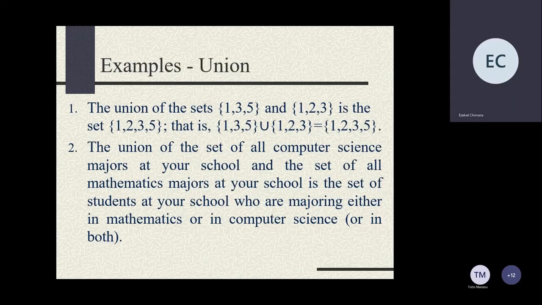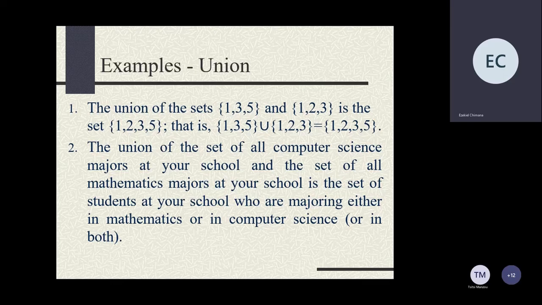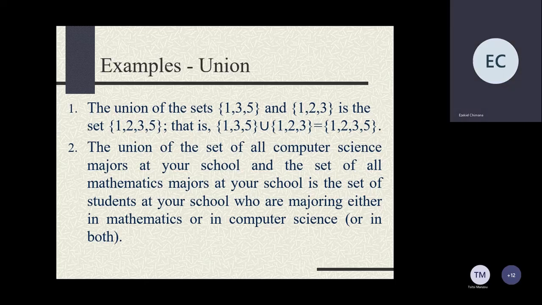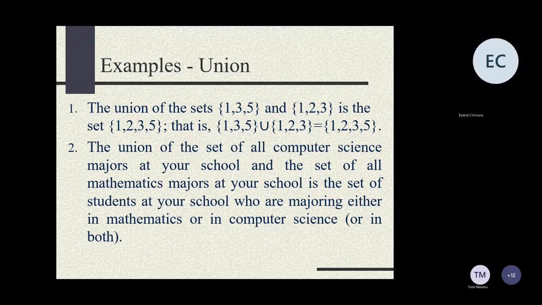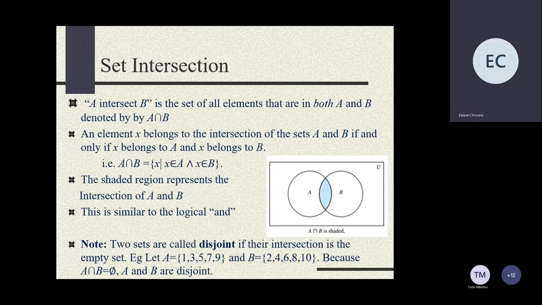So examples of the set union. The union of sets {1, 3, 5} and {1, 2, 3} is the set {1, 2, 3, 5}. That is {1, 3, 5} union {1, 2, 3}. So the union of the set of all computer science majors at your school and the set of all mathematics majors at your school is the set of students at your school who are majoring either in mathematics or in computer science. I don't know if there is any question here. I think I can move on to the next slide.